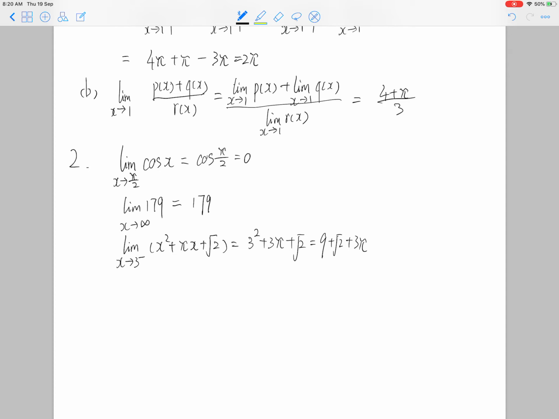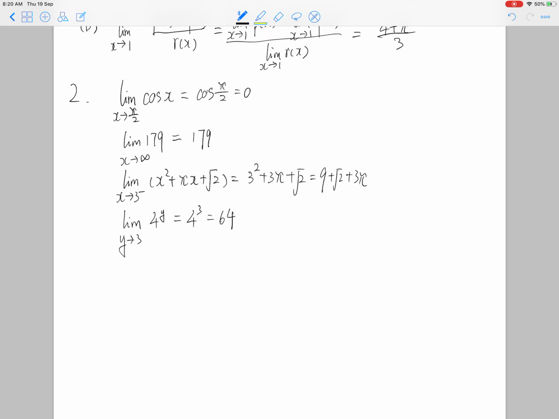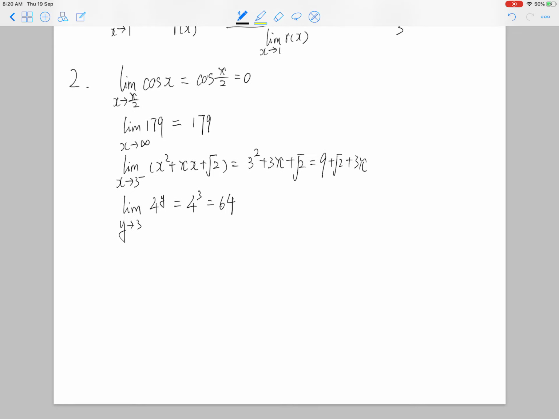Okay, then the last part, limit as y is approaching 3 of 4 to the power of y. The exponential function is continuous, so the limit at point 3 is the function's value at point 3. So here you can sub in if the function is continuous at the point.